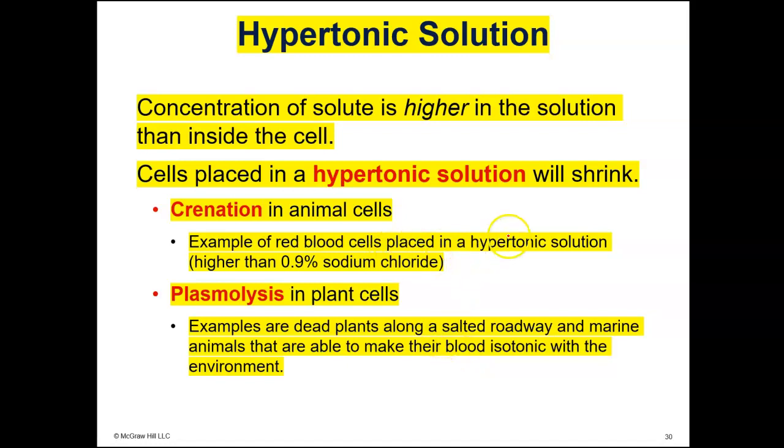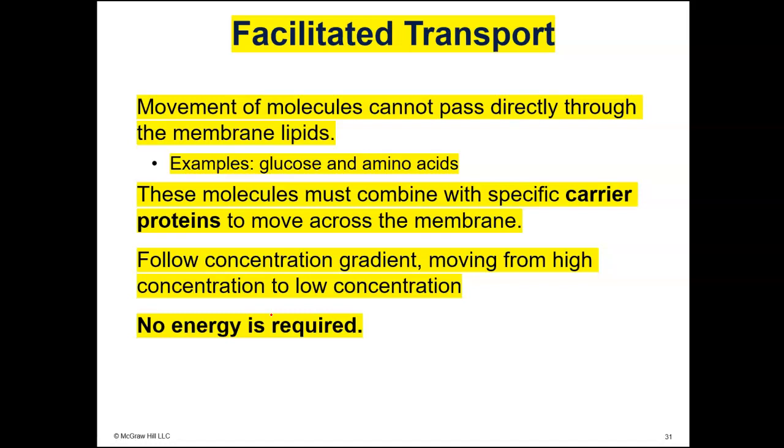In a hypertonic solution, animal cells will undergo crenation because they are going to shrink, because they're placed in a solution with a higher solute concentration than inside the cell. And plant cells will undergo plasmolysis when placed in a hypertonic solution.